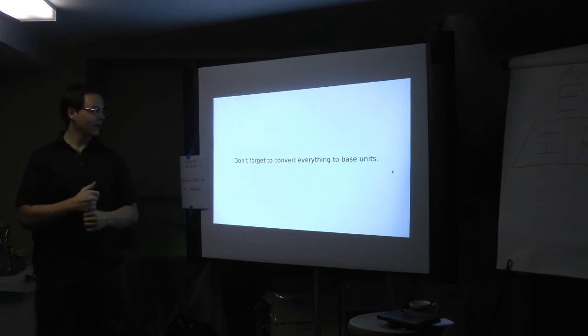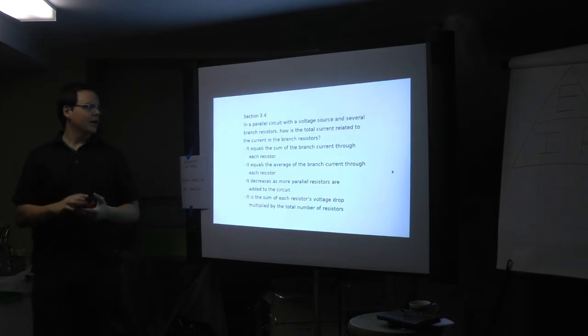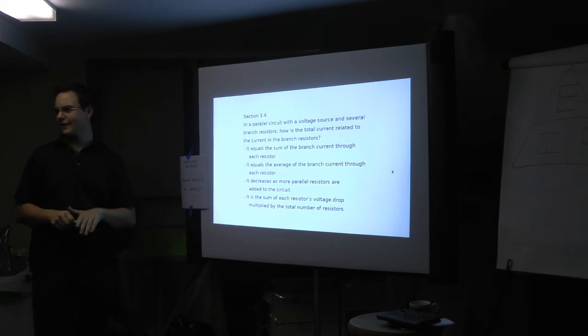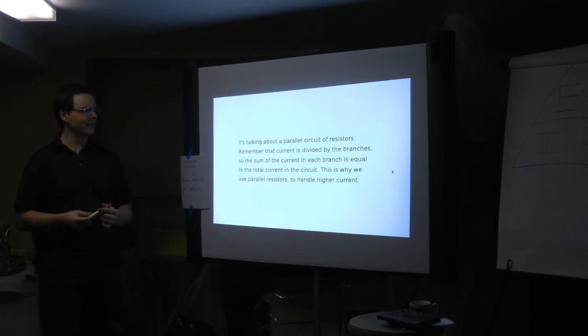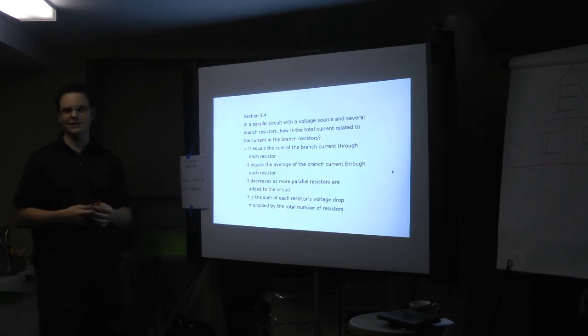So, all right. Oh, here we go. Okay, in a parallel circuit with a voltage source and several branch resistors, how is the total current related to the current in the branch resistors? No idea, I haven't read that far yet. It's the sum of the currents in each of the branches. Excellent, yeah. Equals the sum of the branch current through each resistor.